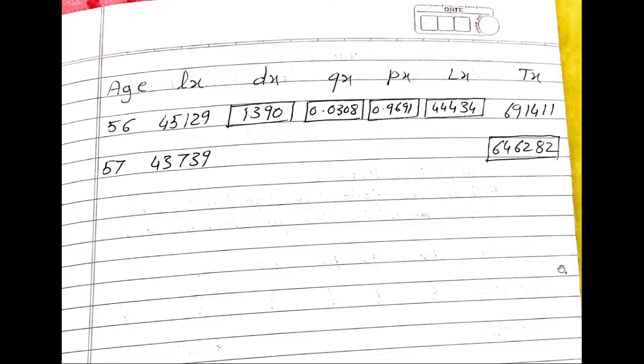Then T57 has to be calculated. The formula for T57 is T56 minus L56. T56 has already been given as 6,91,411. So we subtract 45,129 to get T57. So T57 is equal to 6,46,282. So we can replace all the values in the given table, the values which are in boxes. Just now we have calculated and replaced the values in the question marks in the given table.